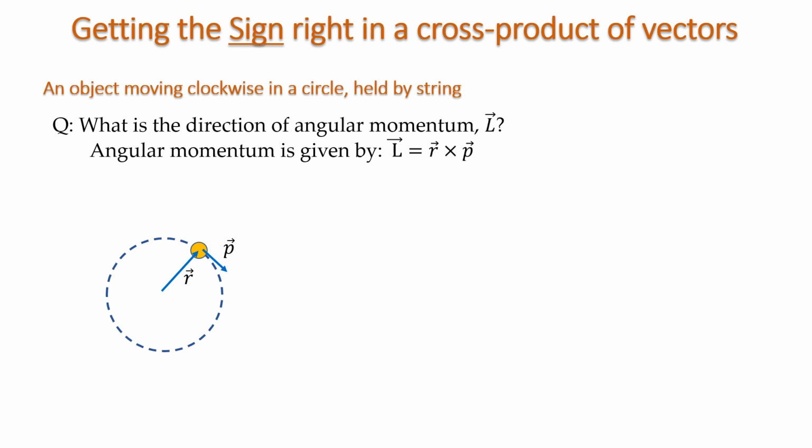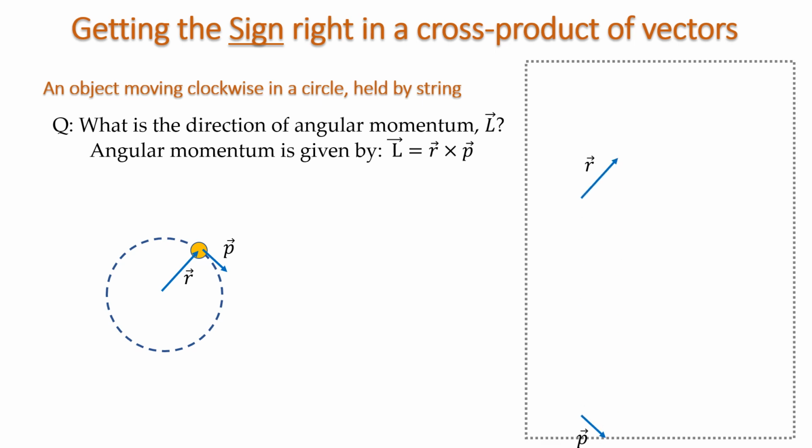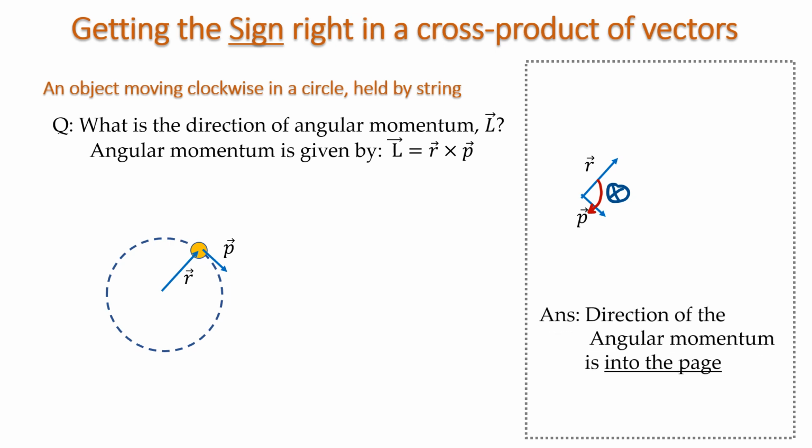As a next example, here we are asked to find the direction of angular momentum, which is r cross p. We are provided r and p as shown. To do this, we draw r and p separately so that they start from the same point. Now we want to go from r to p, and this is the way to go, clockwise. So based on our screwdriver or bottle cap rule, it goes into the page, and therefore the direction of the angular momentum is into the page.